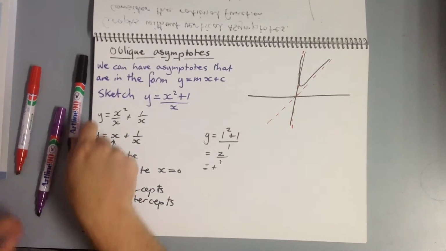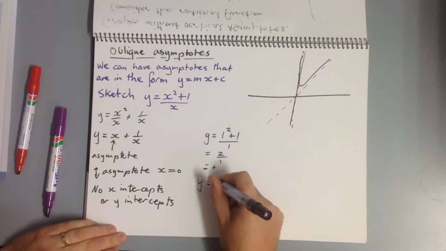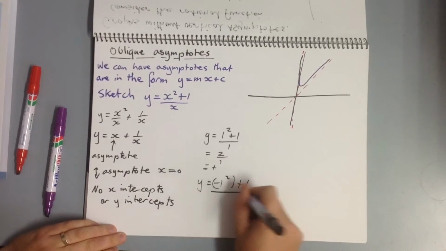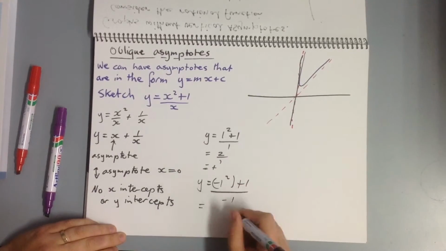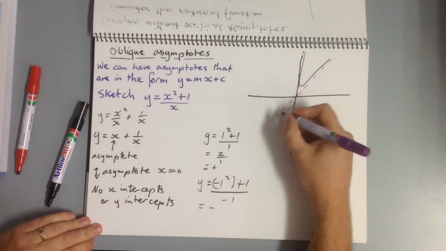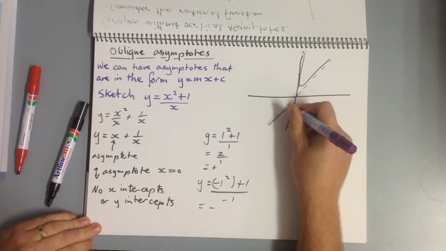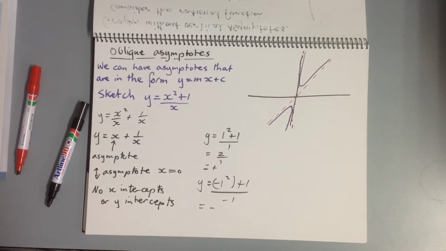When we put in negative 1, y equals negative 1 squared plus 1 over negative 1, and you can see we end up with a negative solution. So that means that we're actually going to end up down in here. Now again, if you're having trouble with these, you can put in some values, get some numbers, so you can plot some points and join them up if you need to.